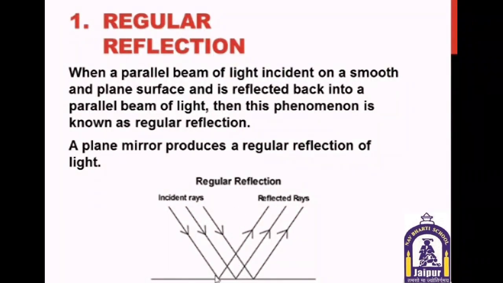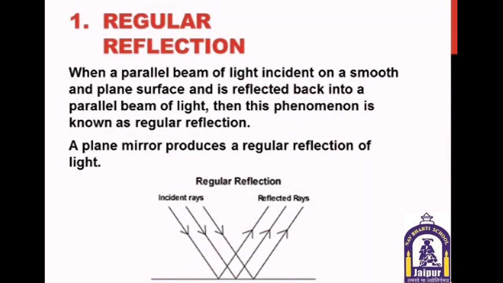Okay. So in regular reflection, a parallel beam of light is incident on a smooth surface. This is a smooth surface, a plane surface. It is not a jumbled or uneven surface. So the incident rays are reflected back as a parallel beam of light. This phenomenon is known as regular reflection. And a plane mirror always produces a regular reflection of light.